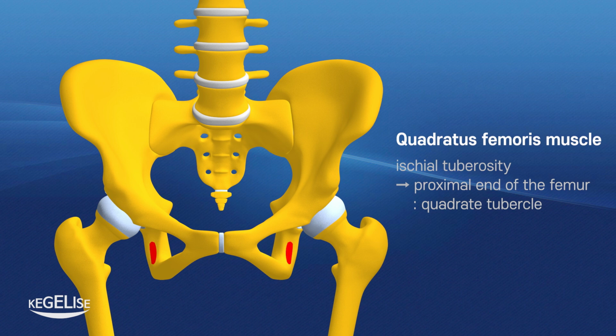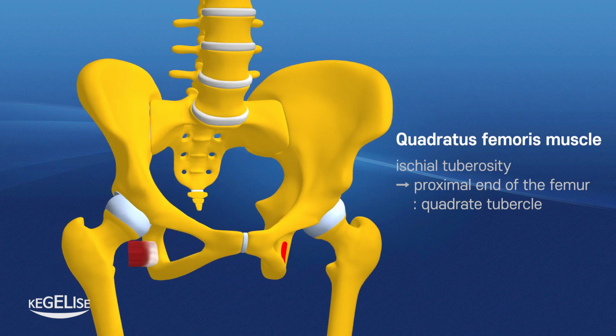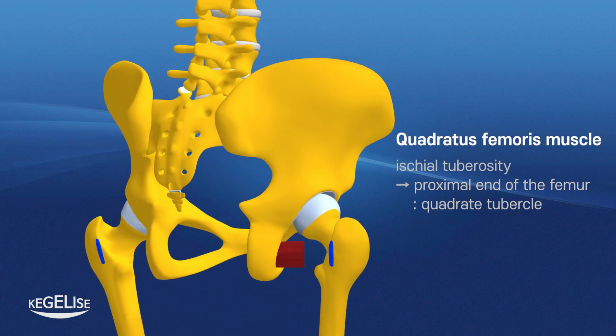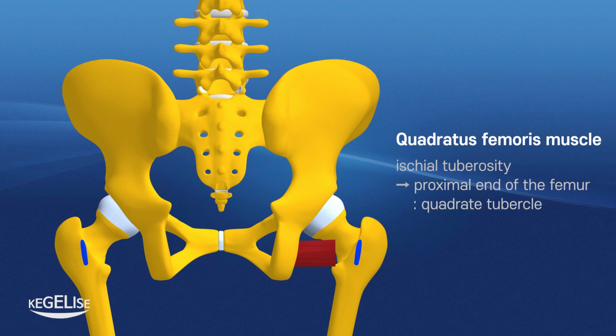The quadratus femoris muscle originates from the ischial tuberosity and inserts into the proximal end of the femur.